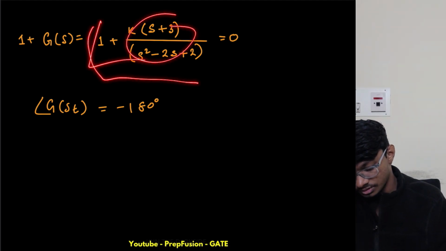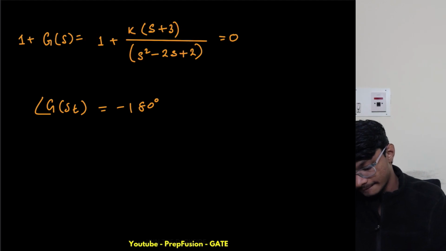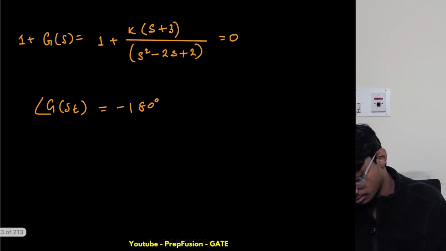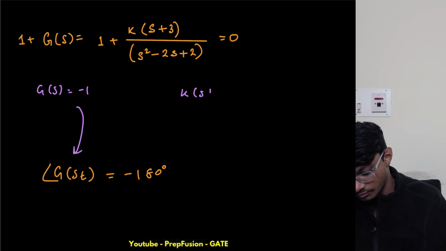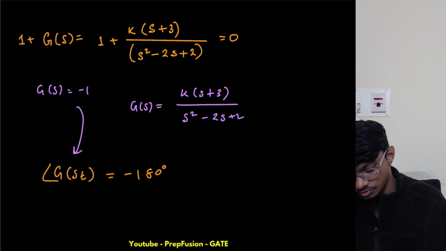Now this is this angle basically. I should write this in a better manner, or else you will get confused. So my g of s equals minus 1, hence this becomes this, right? So my g of s is k times (s plus 3) over (s square minus 2s plus 2). This is g of s.